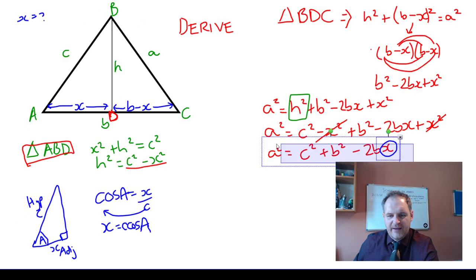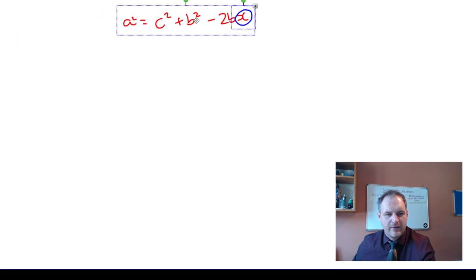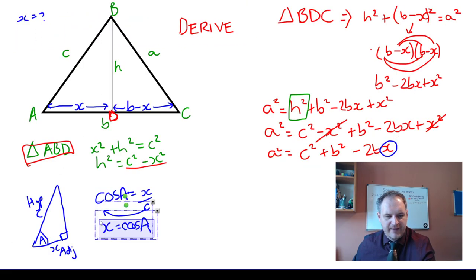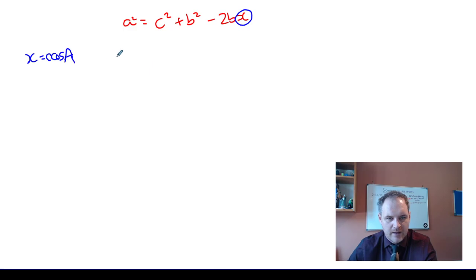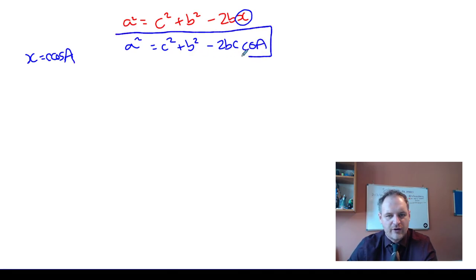What I'm bringing from the last page with me is this bit here. And I'm also bringing this bit here. So I'm going to try and put those bits together. So if I write that all together, I now get A squared equals C squared plus B squared minus 2BC cos A. And that is called the cosine rule.